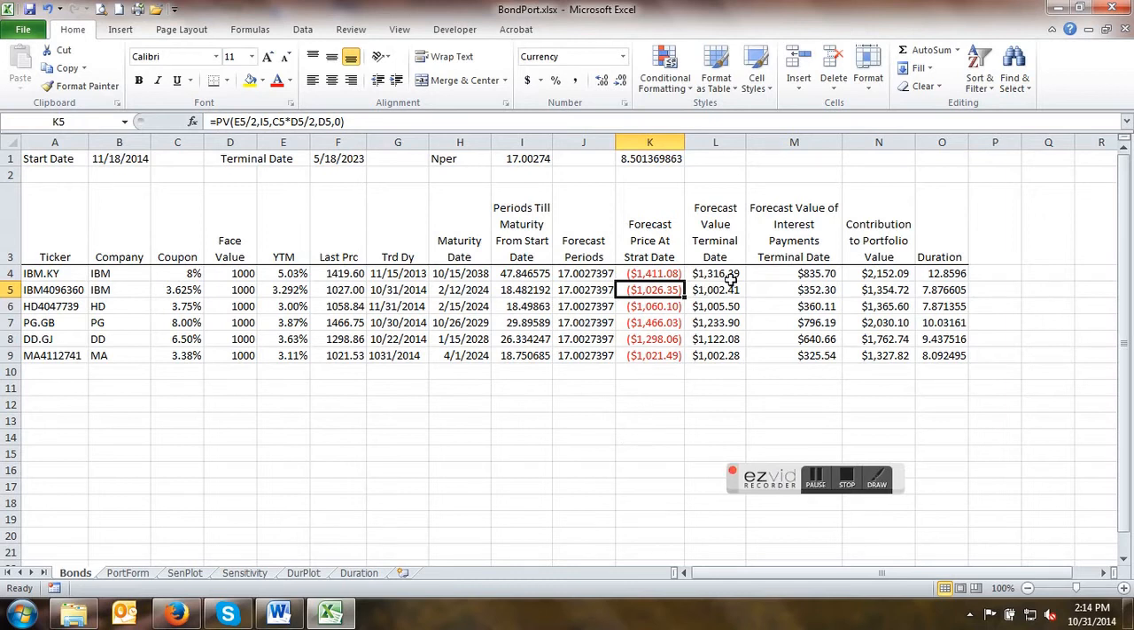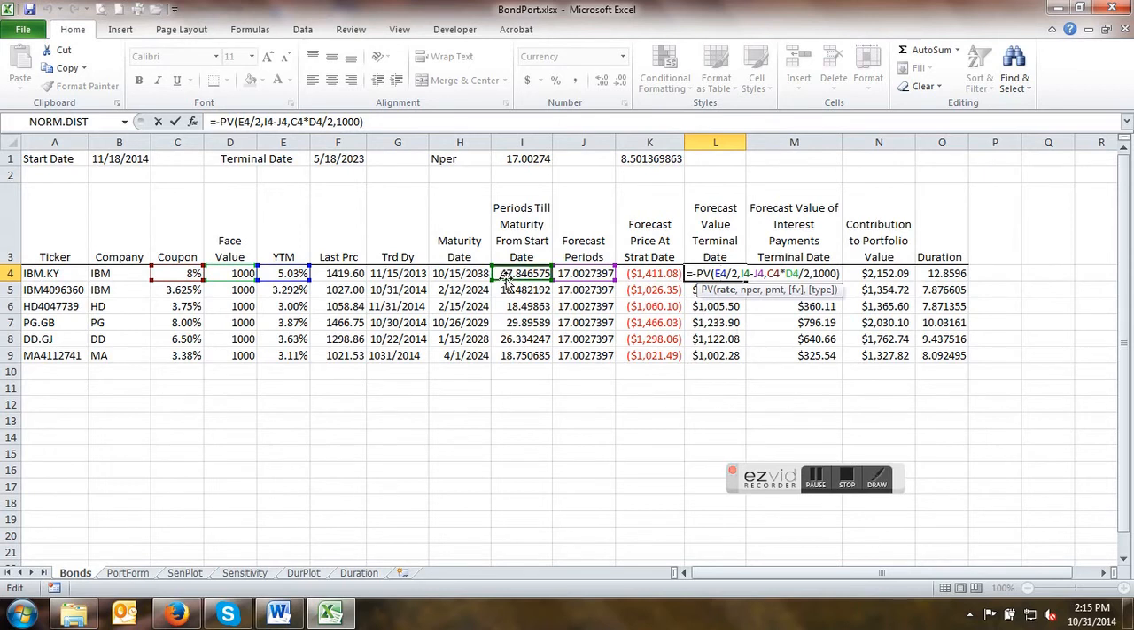The terminal value, all right, in this case, 8.5 years in the future, there's still a bunch of time left on this bond. So we want to know what the price of the bond is going to be 8.5 years in the future, making the assumption that yield to maturity doesn't change. So in this case, we want to take the number of periods left minus 8.5 years in the future. And that gives us the number of periods that are left 8.5 years in the future.